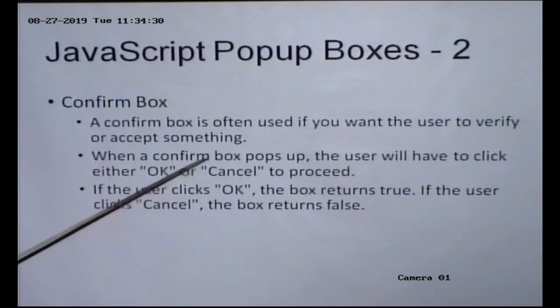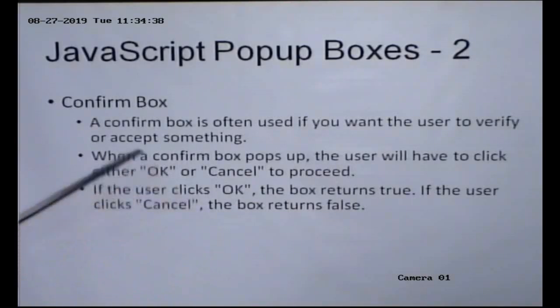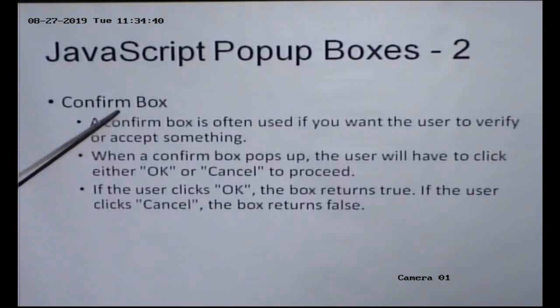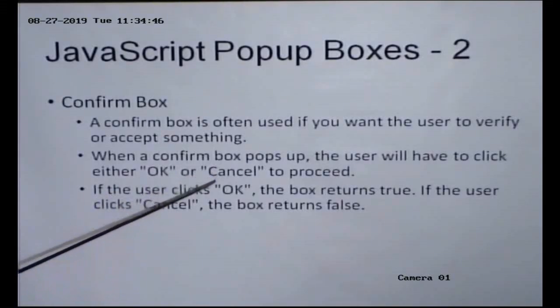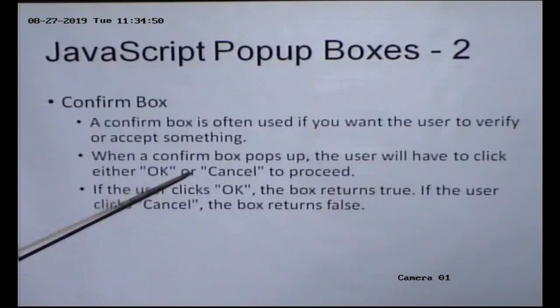Okay. So if the user clicks OK, the box returns true. If the user clicks cancel, the box returns false. Okay, so the confirm box differs from the alert box. Here you are using OK as well as cancel. If you want to confirm it, you can apply OK. If you do not want to confirm it, you can go for cancel. So these are the boxes available.